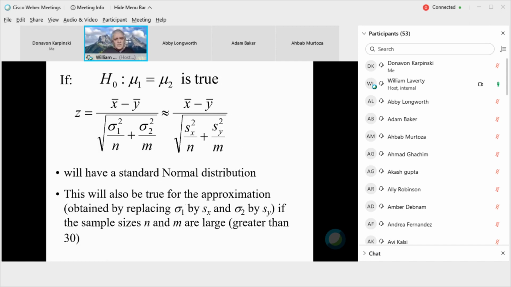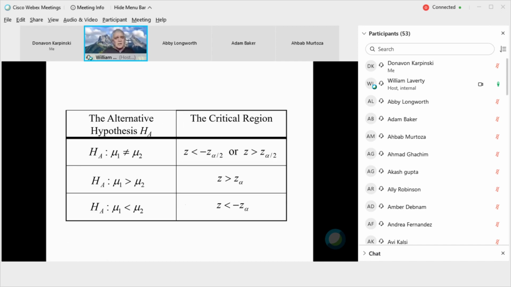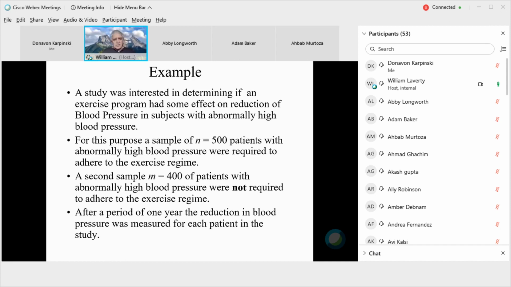Now, if Z has approximately a standard normal distribution, the critical region is chosen from underneath the standard normal curve. Here's an example. We're interested in whether an exercise program has some positive effect on reducing high blood pressure in patients who have abnormally high blood pressure. So 500 patients with abnormally high blood pressure are put on the exercise regime. A second sample of 400 patients were not required to adhere to the exercise regime. And after a period of 1 year, the reduction in blood pressure was measured for each patient.